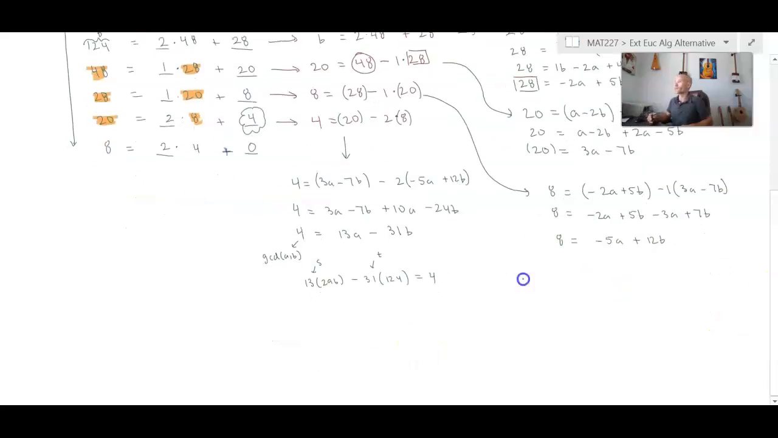Now, here's the thing. This actually has the equation s times a plus t times b equals the GCD between a and b. It has infinitely many solutions. Okay, infinitely many. How can this have infinitely many?